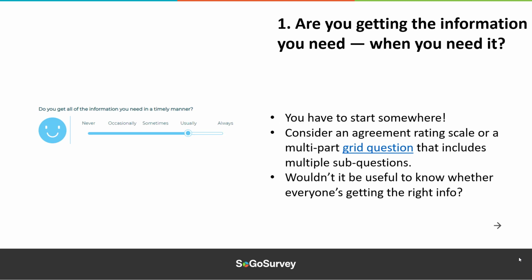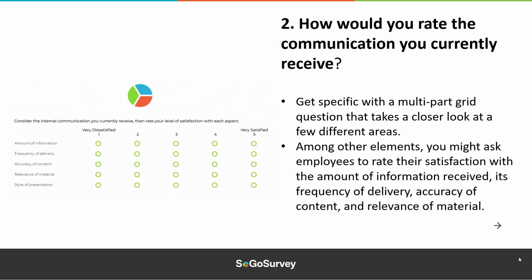First question to ask your internal stakeholders: are you getting the information you need when you need it? Of course, you have to start somewhere. This is a really good, simple question to start with. You can do this as an overall question, an agreement scale type question. We love the smiley face scale, of course. Or you could do a grid question. It's really important and useful to know the answer to this question. So if you're only going to ask one single question, this is a good place to start.